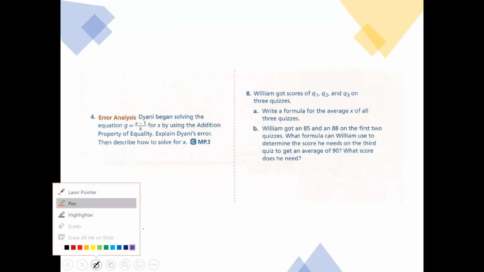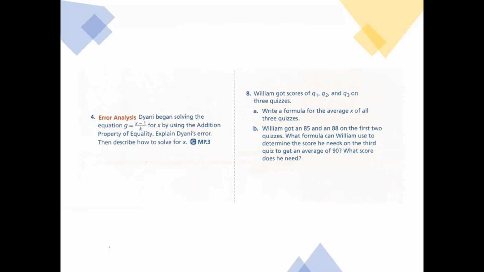Okay, number 4. It says Diane began solving the equation g equals x minus 1 divided by k by using the addition property of equality. Explain Diane's error and describe how to solve for x. Okay, so x is right here, but you have a negative 1 and a k. Your goal is to get rid of the k. Opposite of divided by k is multiplication by k. Not 5, k.